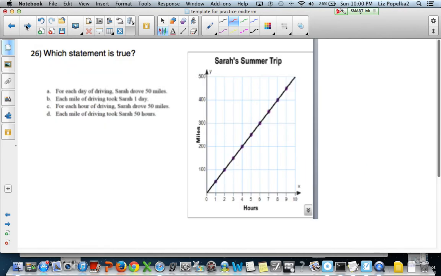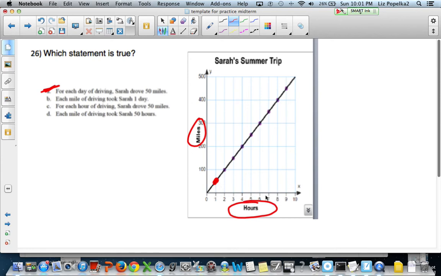Number 26, which one is true? So here's Sarah's trip again. For each day of driving, Sarah drove 50 miles. Okay, so here she is at the 50-mile mark, because this is miles right here. So each day of driving, well, no, this is after each hour of driving. So after 1 hour, she's driven 50 miles, not a day. So that can't be right. Each mile of driving took Sarah 1 day. No.